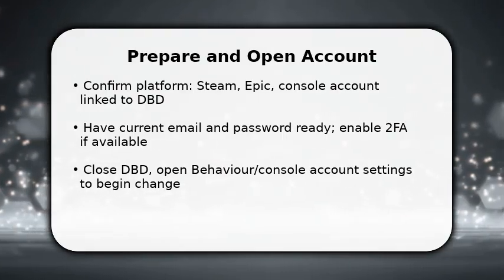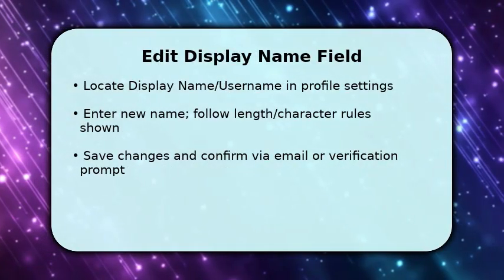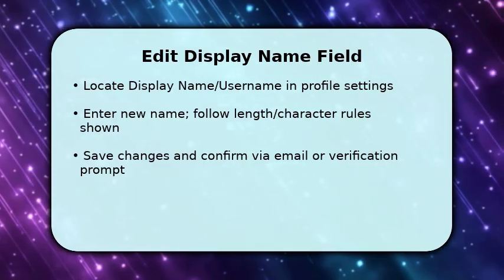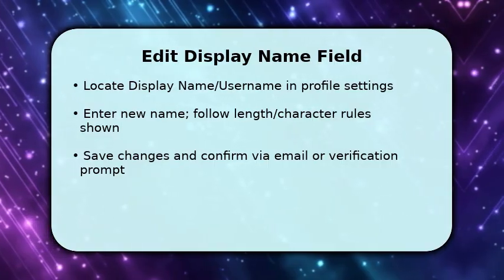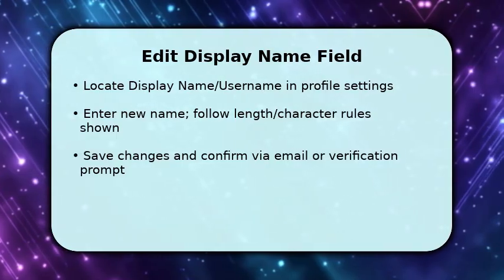Now open the account settings or Behavior Account portal and navigate to Profile or Display Name. This is where the first editable field appears, so you now edit the display name directly in your account profile. Click the display name or username box, type the new handle, and obey the platform's character limits and restrictions. Spaces, special characters, or profanity may be blocked. Once you enter the name, press Save or Confirm.